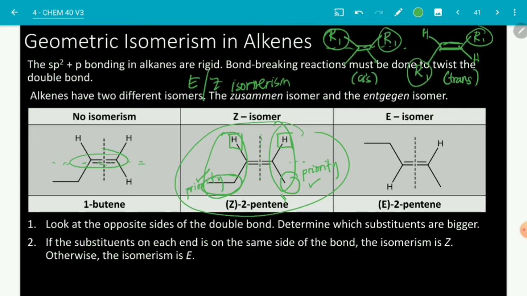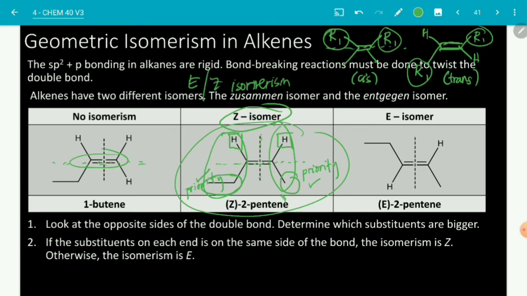So, ngayon, i-divide na natin siya. Isulat na natin yung line coincidental with that double bond. So, makikita natin na nasa same side yung dalawa. Okay? So, kapag nasa same side, that's the Z isomer. So, ang itatawag natin dito ay Z-2-pentene.